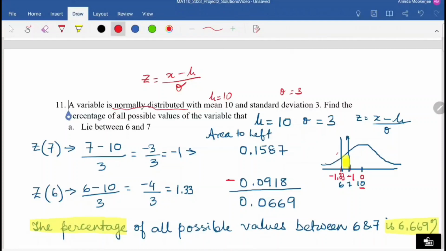I have already shown once how to refer to the table to find the area, so I'm not bringing up the table again. The area to the left corresponding to negative 1 is 0.1587, and the corresponding area for a z value of 1.33 is 0.0918. So you have to subtract these two numbers. 0.0918 has to be subtracted from 0.1587 to find the area between the 2 points.